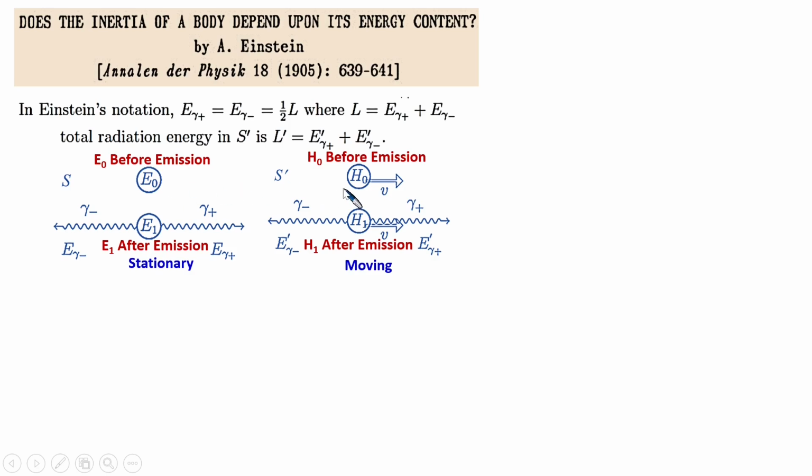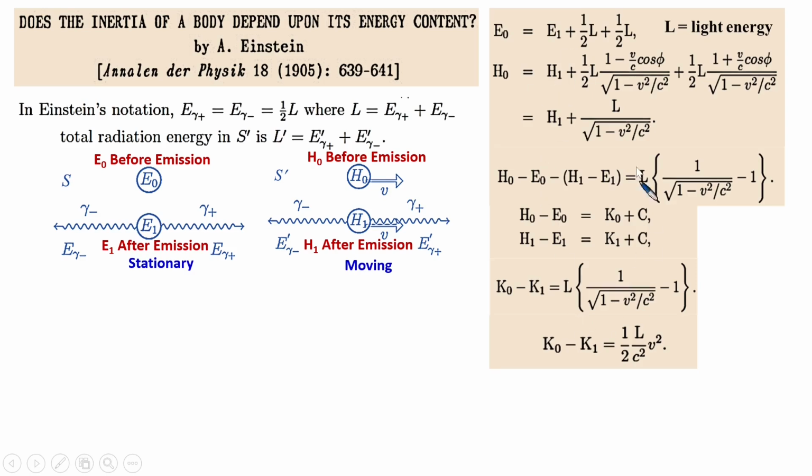And if the particle is moving, this is the energy of the particle when it is moving, and after emitting, this is H1. So the moving particle is denoted by H here, and this is after emission. This is in the moving frame, and this is stationary. And the total radiation is E prime gamma plus E prime gamma minus. This is not in the paper, but it is shown for understanding it better. So these are the things which I have taken from his paper. So E0 is your E1.